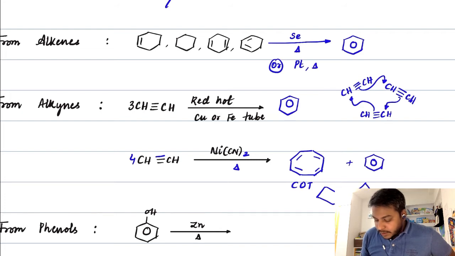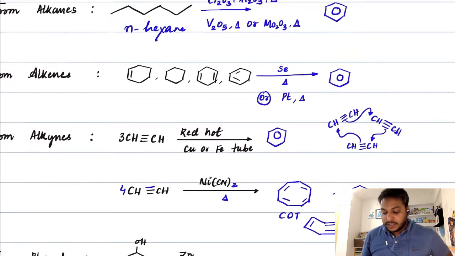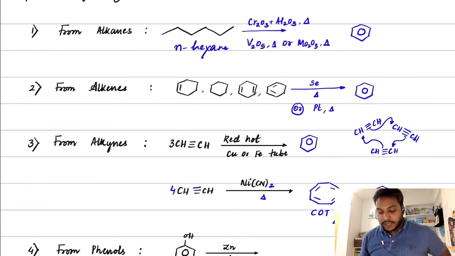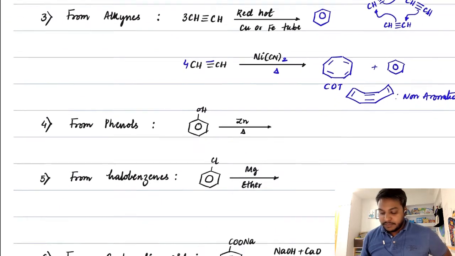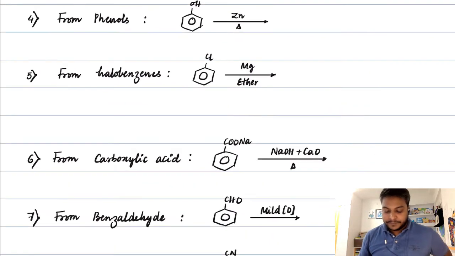Although it appears like it has alternate pi bonds, 4 pi bonds, it is not anti-aromatic; rather, this is non-aromatic because of its non-planar shape. So cyclooctatetraene is a non-aromatic compound. I hope all of you got an idea how we get benzene from alkenes and alkynes, or in that last case, a special reaction.